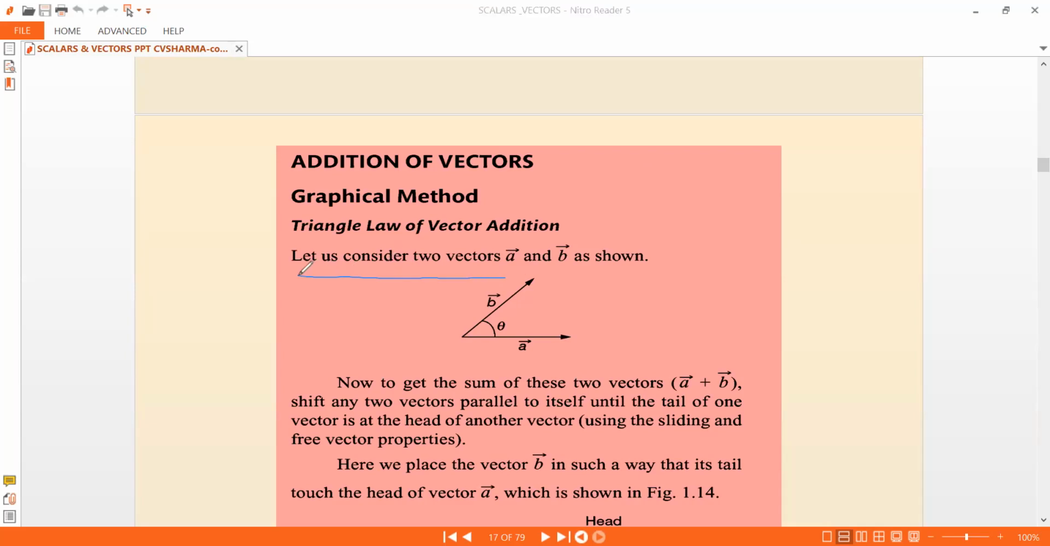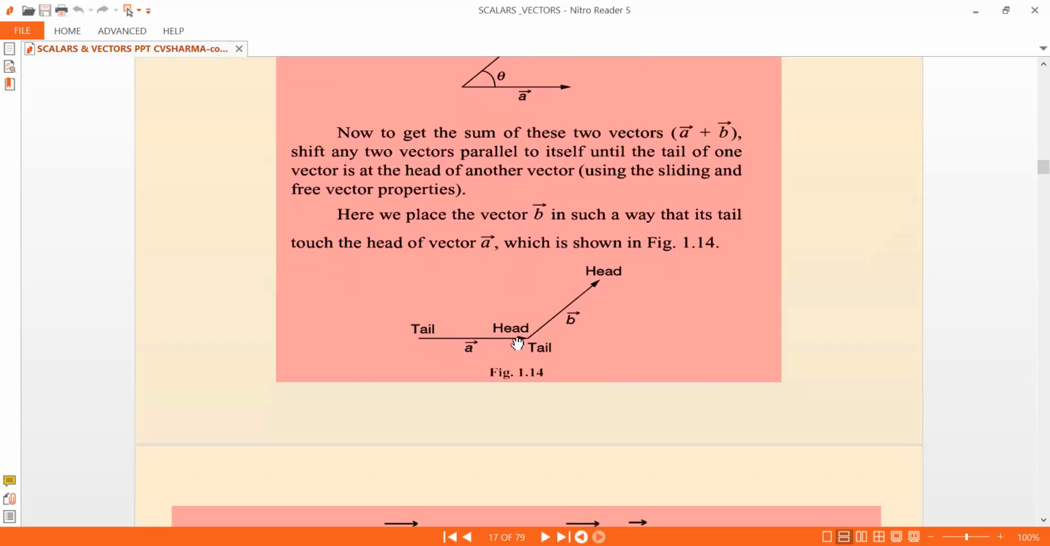Let us consider two vectors A bar and B bar as shown. Now, to get the sum of these two vectors, A bar plus B bar, shift any one of the two vectors parallel to itself until the tail of one vector is at the head of the other vector, using the sliding and free vector properties. So that is using the properties of the vector. I'll explain all these things, don't worry. You need not write this, but you have to understand it.